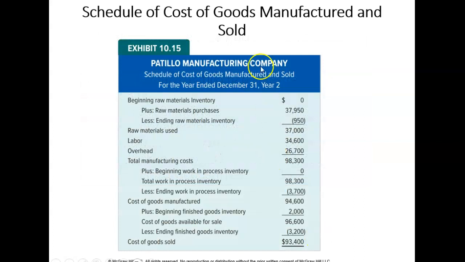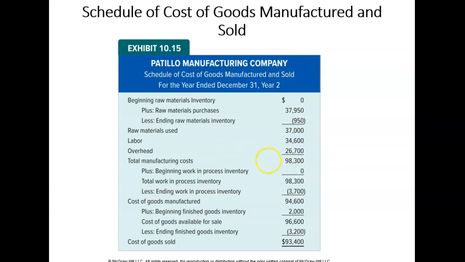Okay, so let's take a look at our schedule of cost of goods manufactured. All right, our beginning raw material inventory was 0. We had purchases for the year of $37,950. At the end of the year, that amount was $950. Therefore, $37,000 of material was used. That represents your direct material cost. Add to that your labor cost, $34,600, and overhead cost, $26,700.